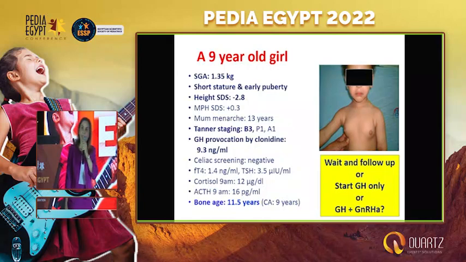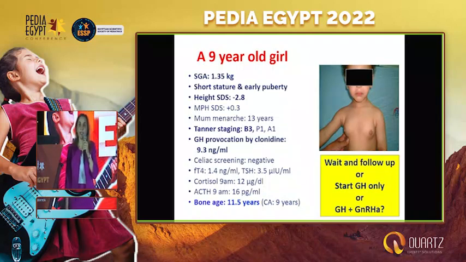Would you like to wait? Don't do anything, just follow up the girl? Or start growth hormone only? Or give growth hormone and GnRH analog to stop the puberty? Who would like to wait? No one will wait. Very good. Who would like to give growth hormone only? Okay, 4. Who would like to combine growth hormone and GnRH analog? Okay, most of the people.